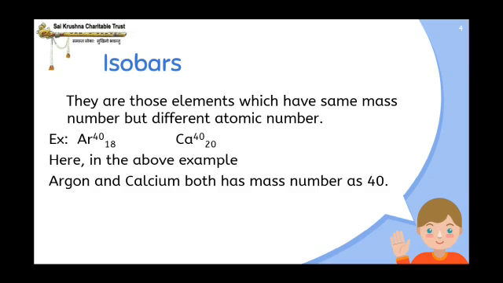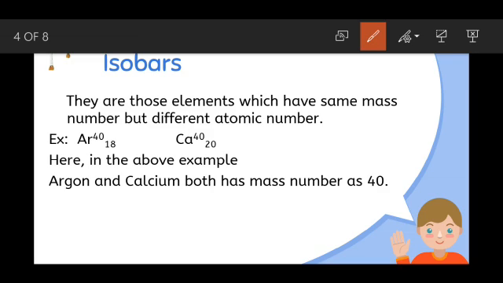Next come isobars. What do you mean by isobars? They are those elements which have the same mass number but different atomic number. Isotopes means the same atomic number but different mass number, whereas isobars means the same mass number but different atomic number.